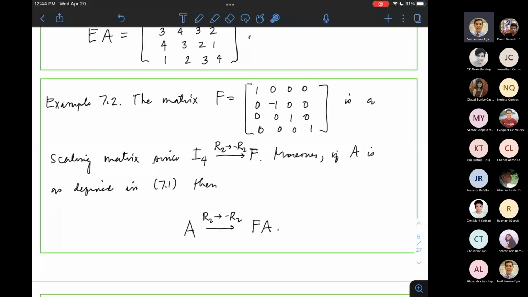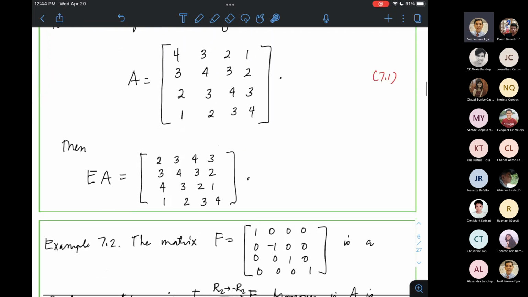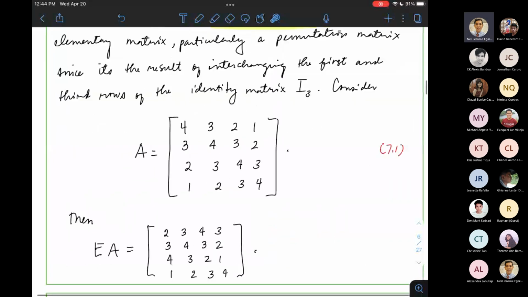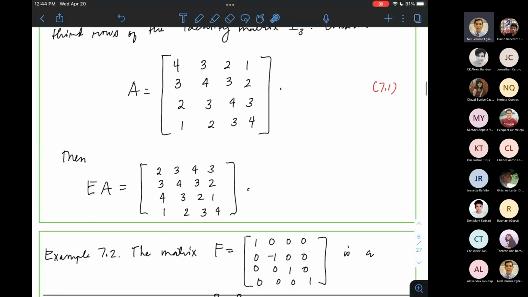Okay? So ibig sabihin, pagka kinuha ko yung F times the matrix A defined in equation 7.1, yung product na FA will just be as if I perform this elementary row operation on the matrix A. Mapapalitan lamang yung second row ni A by the negative of its second row. Okay? So, mangyayari lamang, pag kinuha niyo yung product na FA, magiging ito lamang siya. Okay? Mamumultiply lamang yung second row by -1. Okay? So, does it make sense yung elementary matrices?